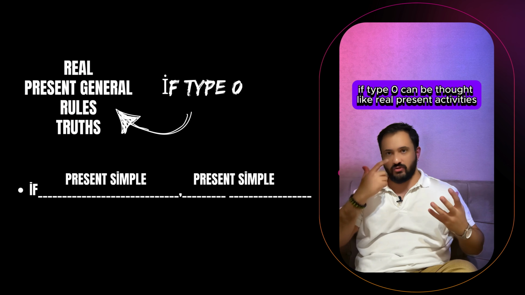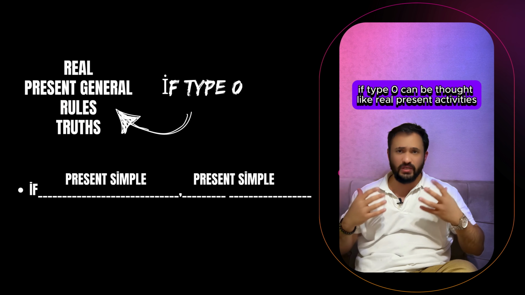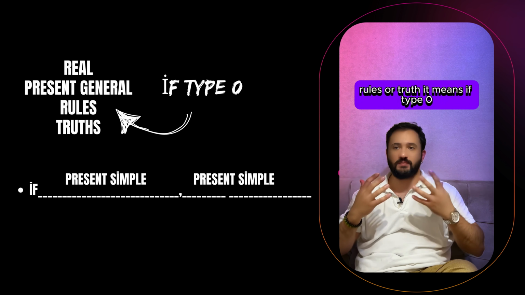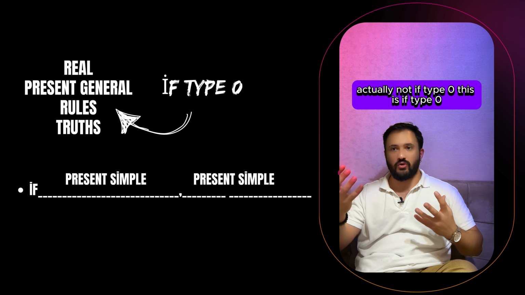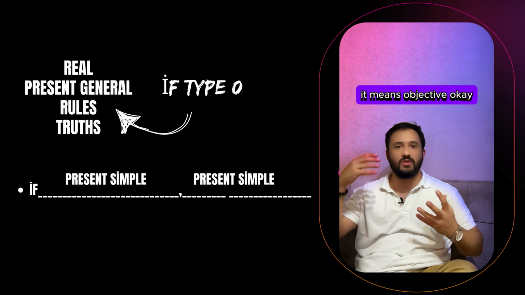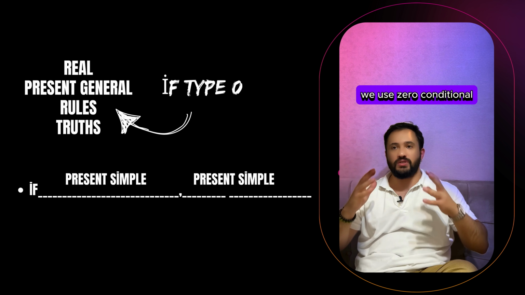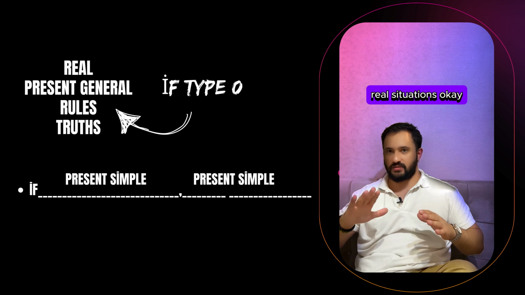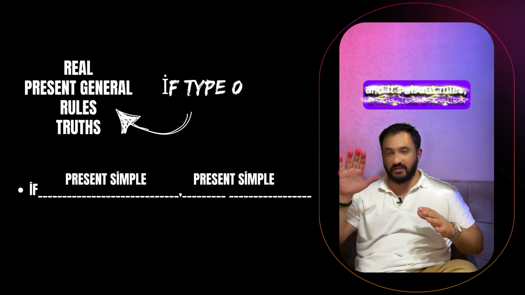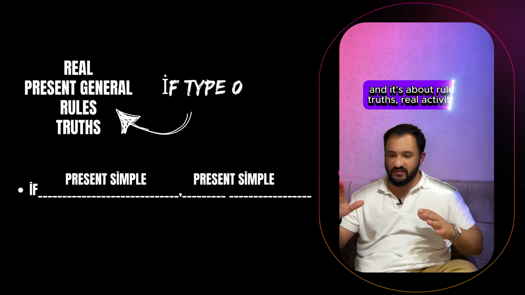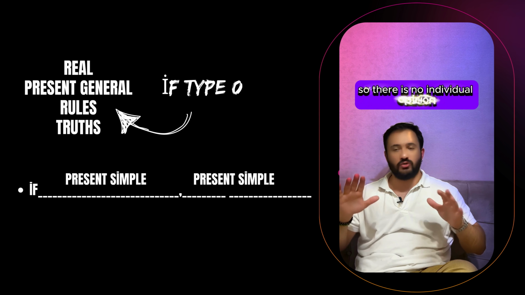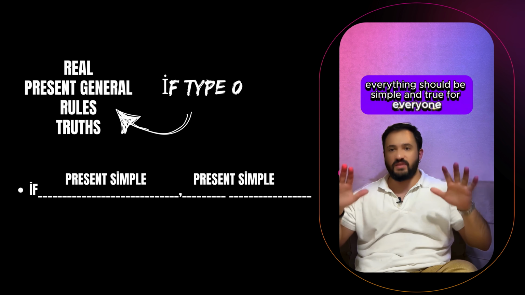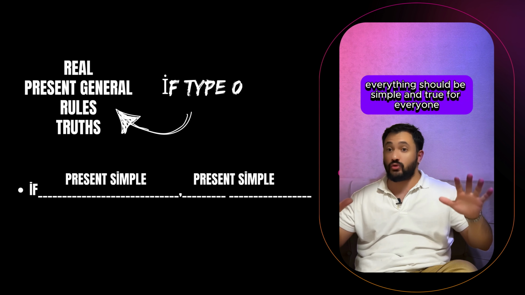Okay? If type 0 can be thought of as real present activities, rules, or truths. Actually, it's not if type 0, it is if type O, which means objective. We use the zero conditional, or objective conditional, for objective situations, real situations. It's true for everyone, and it's about rules, truths, real activities, general things. So there is no individual opinion, there is no personal idea. Everything should be simple and true for everyone.